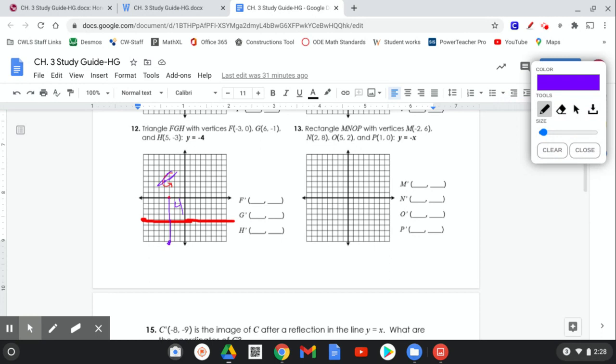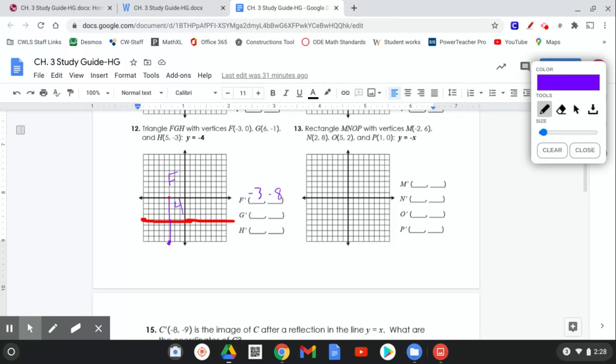So let's get F on there. This is for F. So the coordinate for F prime is going to be -3, -3, -8. Okay. So guys, that's all you have to do for that one.